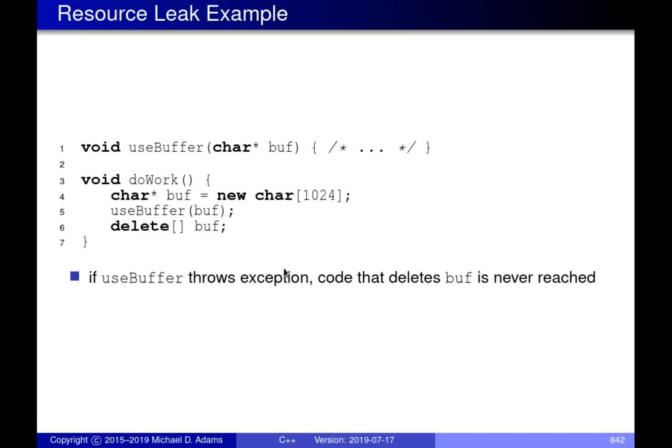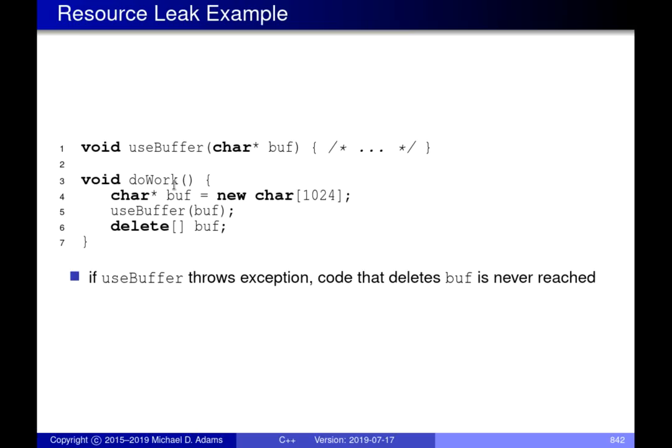In this example we have a function called useBuffer. The intention is that the caller has to provide some buffer which is at least 1024 characters in size, and this function does something with that buffer. What it does doesn't matter; it's just represented by the ellipsis here. An important thing to note is that useBuffer is not declared noexcept. There's no noexcept in the declaration, so this function is not promising that it won't throw exceptions. In other words, it may throw exceptions.